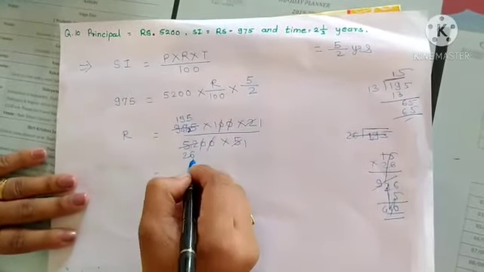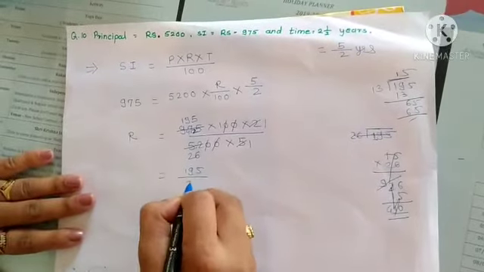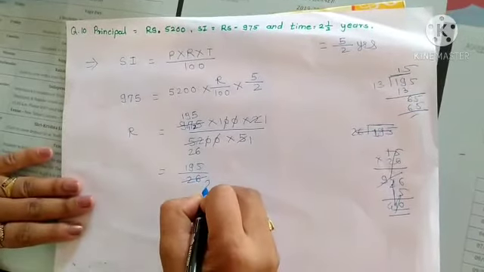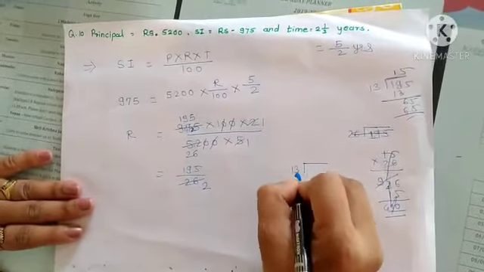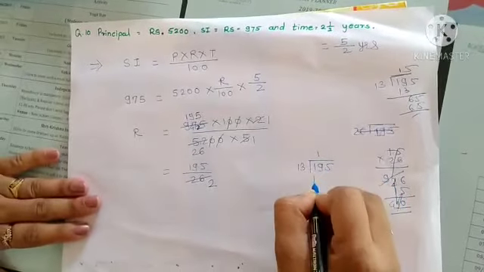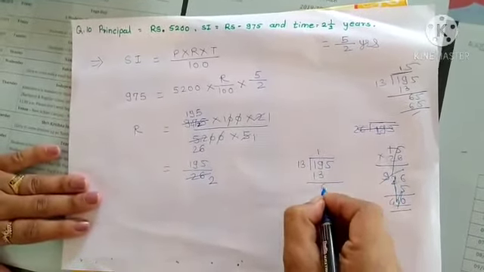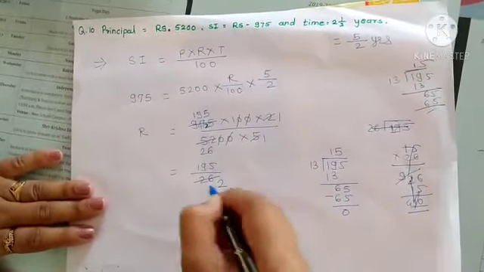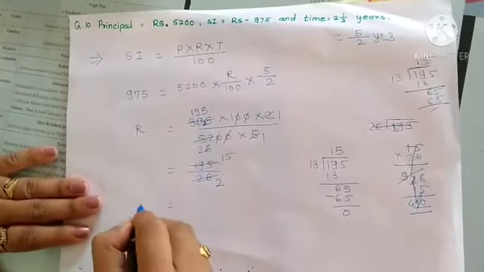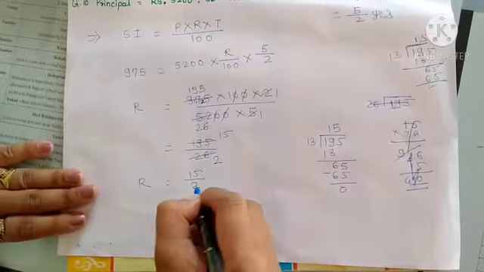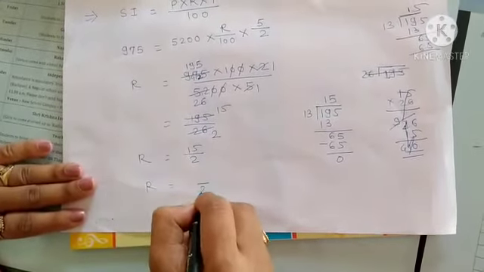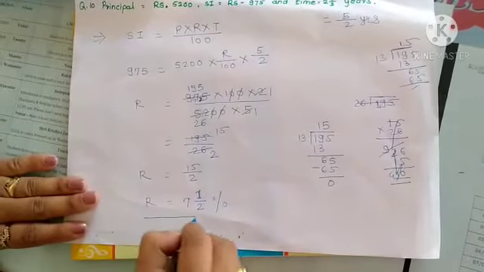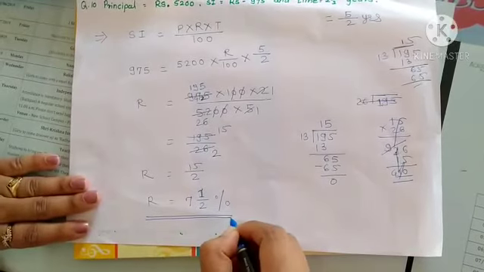Now 195 and 26. 195 upon 26. I am going to reduce these two numbers by 13. 13 2s are 26. 13 1s are 13, here 6, 13 5s are 65. Means 13 and here 15. Means R is equal to 15 upon 2. As we can write this, 2 7s are 14, 14 plus 1. So R is equal to 7 1 upon 2 percent, is the R.